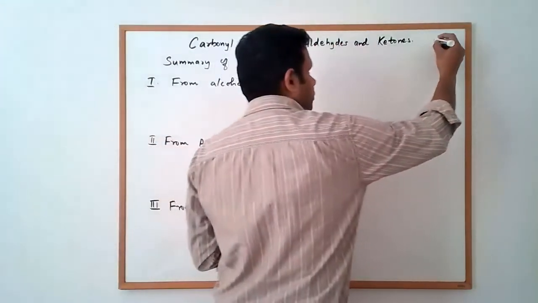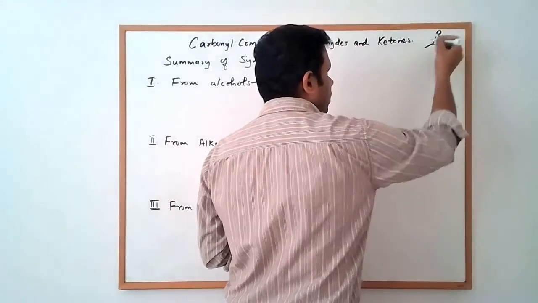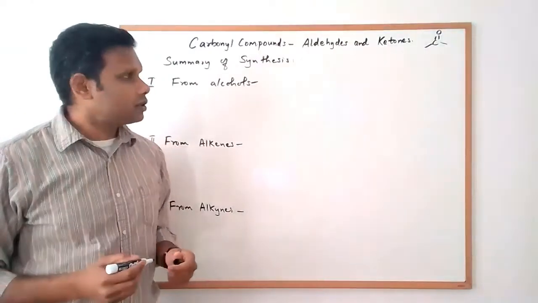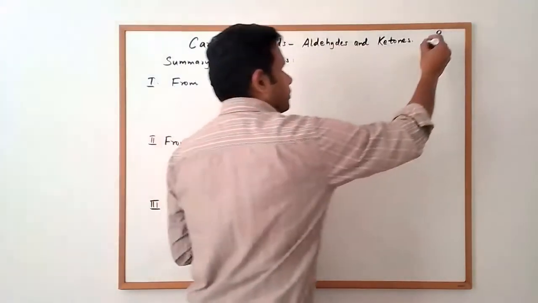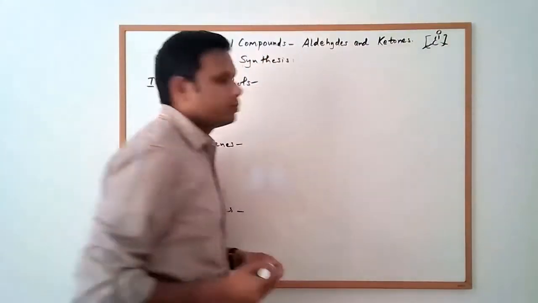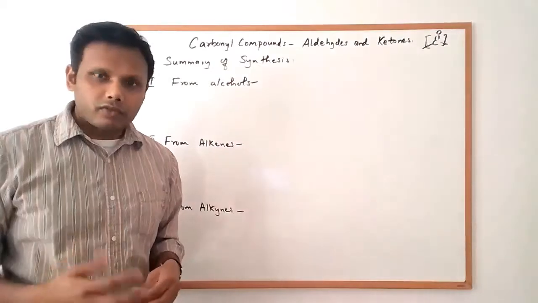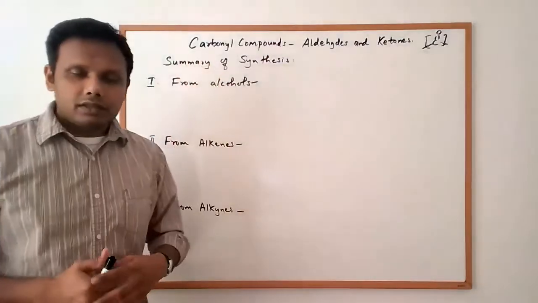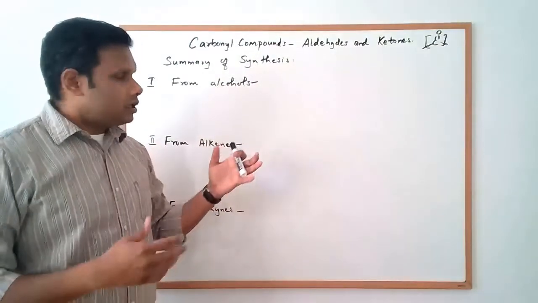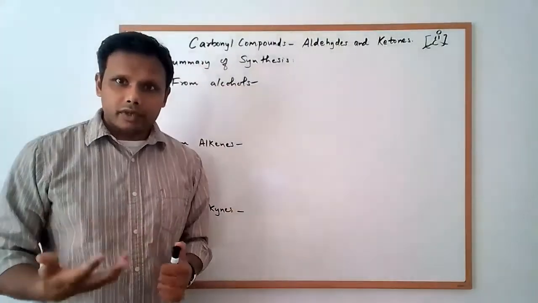And these compounds, recollect, they contain a carbon double bonded to an oxygen as the functional group. Okay, the C double bond O. So that's the functional group in these compounds. So in this particular video, we're going to start off by summarizing the syntheses of aldehydes and ketones. This is mostly a review of reactions that we are already aware of.